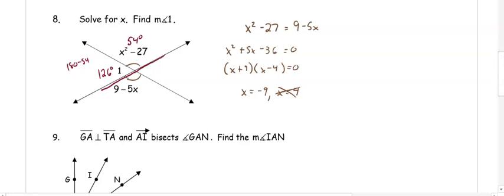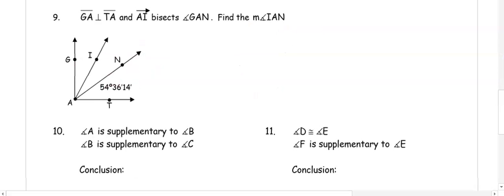In number 9, we have that GA is perpendicular to TA. So remember that if they're perpendicular, they are creating a 90-degree angle. And we know that AI bisects angle GAN. We want to find IAN. So first what we're going to do is figure out what that whole angle is by subtracting from 90. So 90 degrees minus 54 degrees, 36 minutes, and 14 seconds.